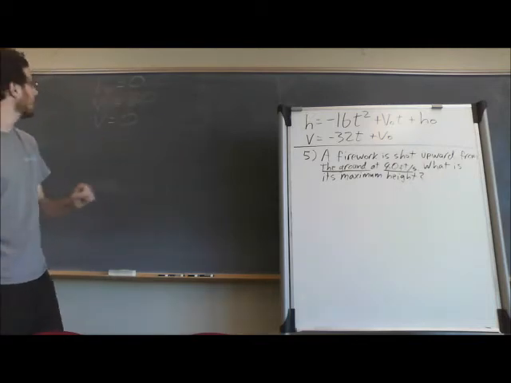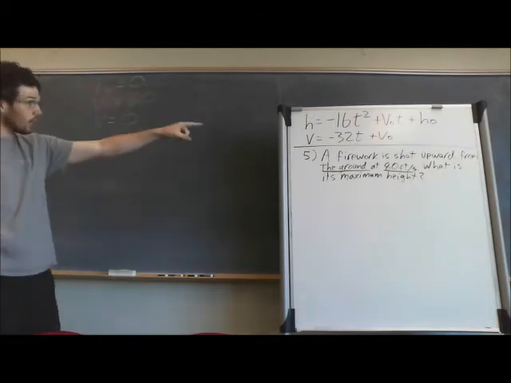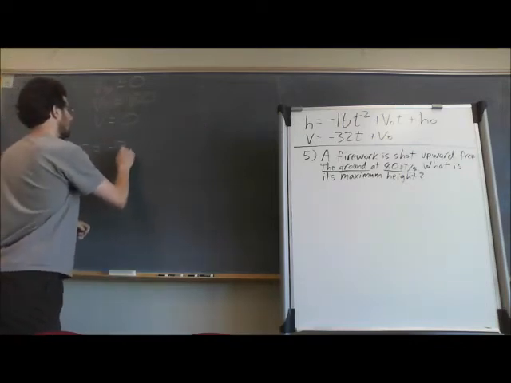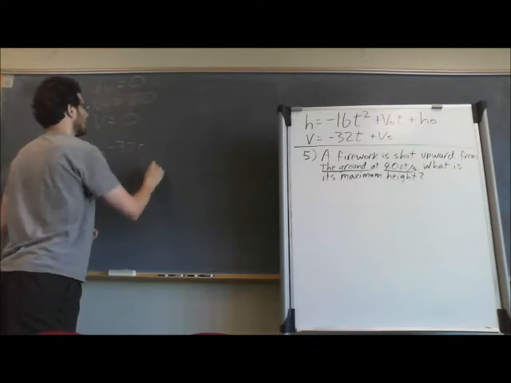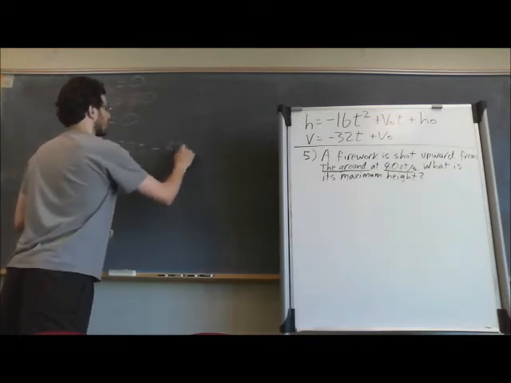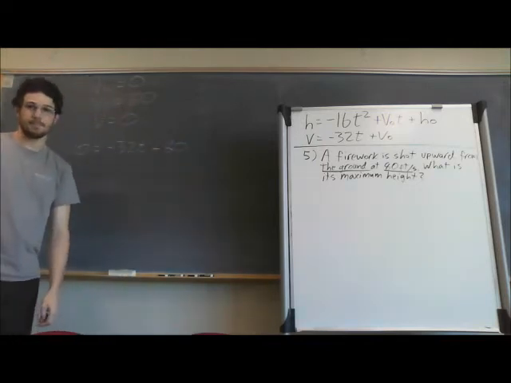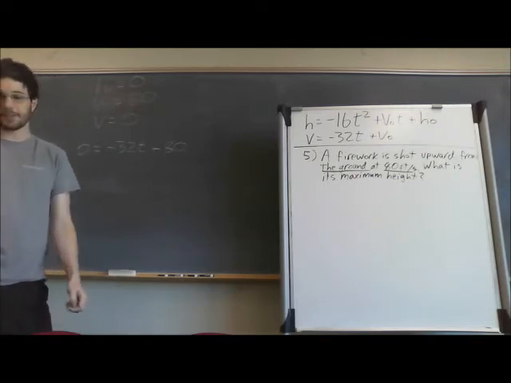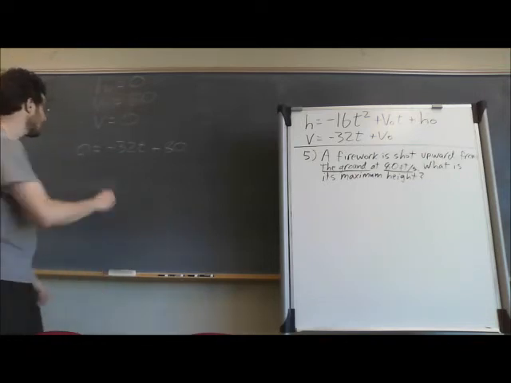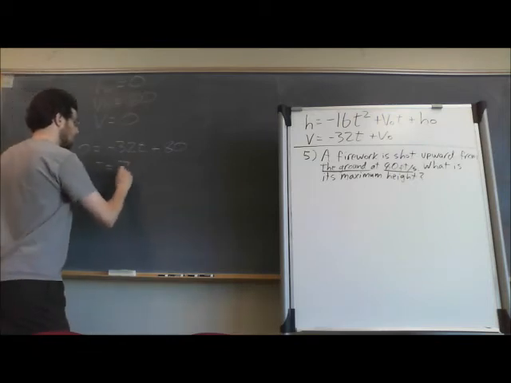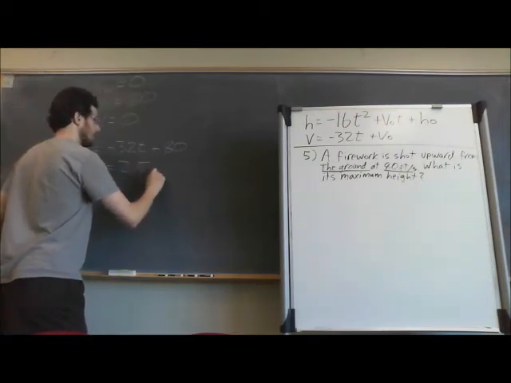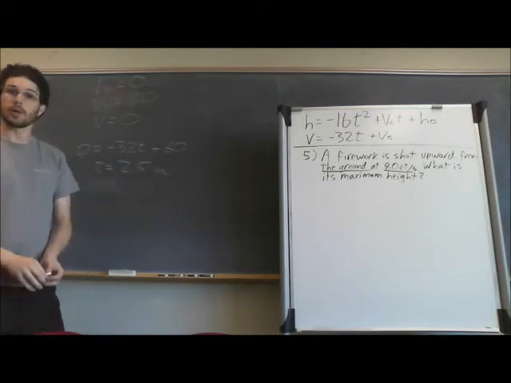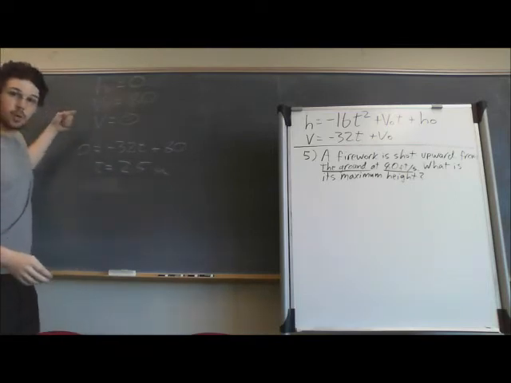All right, so let's go ahead and put what we have into our formula here. Velocity is 0, equals negative 32t plus our initial velocity, which is 80. Subtract 80 from both sides, divide by negative 32, you end up with t equals 2.5 seconds. Good start. What we're going to do is we're going to add that into what we know.